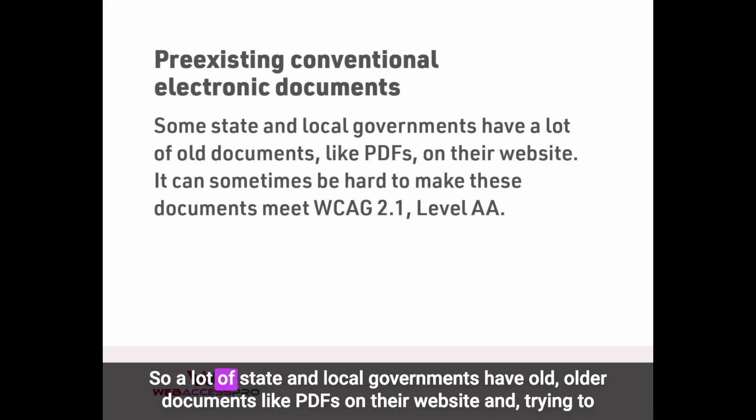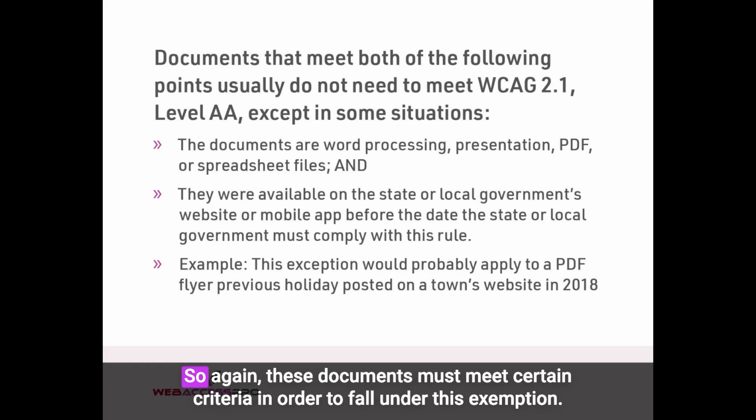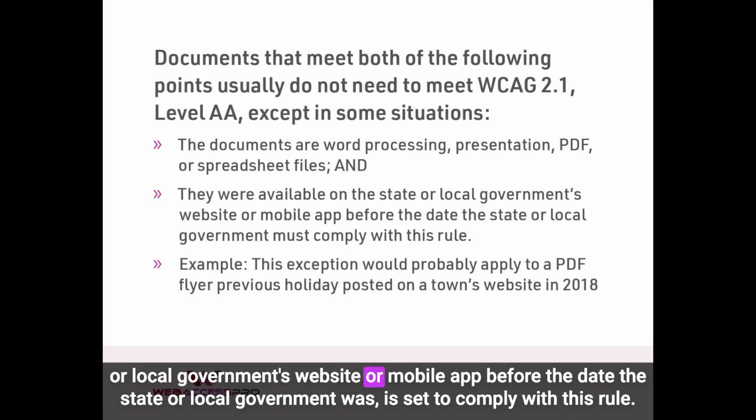The next area of exemption is pre-existing conventional electronic documents. So a lot of state and local governments have older documents like PDFs on their website, and trying to bring these old PDFs to accessibility is really difficult. So again, these documents must meet certain criteria in order to fall under this exemption. So number 1, the documents are word processing, presentation, PDF, or spreadsheet files, and they were available on the state or local government's website or mobile app before the date the state or local government is set to comply with this rule.